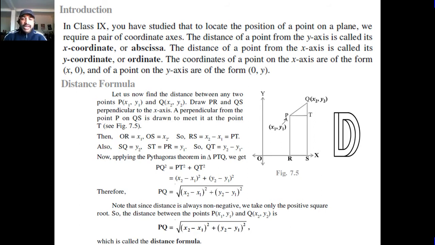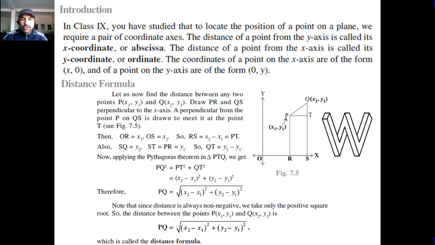Distance formula. Let us now find the distance between any two points P(x1, y1) and Q(x2, y2). Draw PR and QS perpendicular to the x-axis. A perpendicular from the point P on QS is drawn to meet at the point T. Then OR is x1, OS is x2, RS is equal to x2 minus x1, PT is equal to RS, SQ is equal to y2, ST is equal to PR is equal to y1, QT is equal to y2 minus y1.